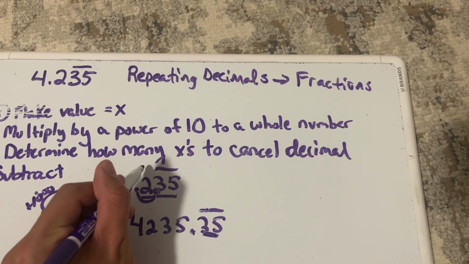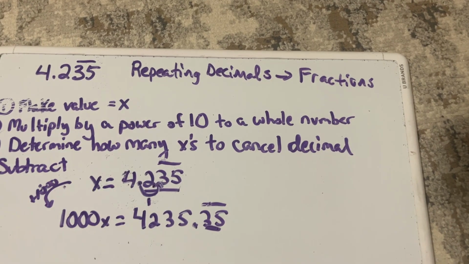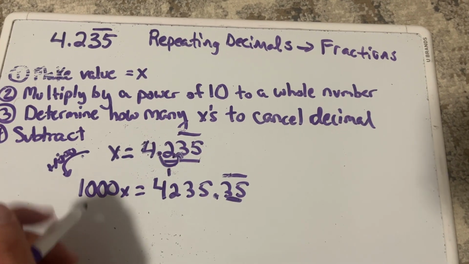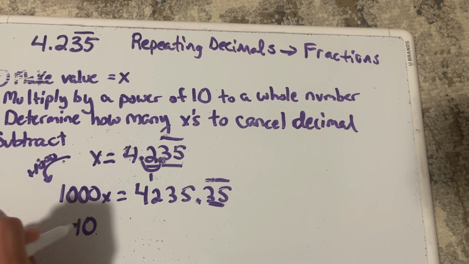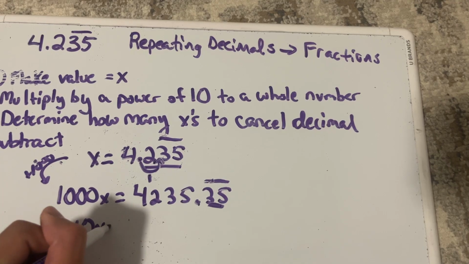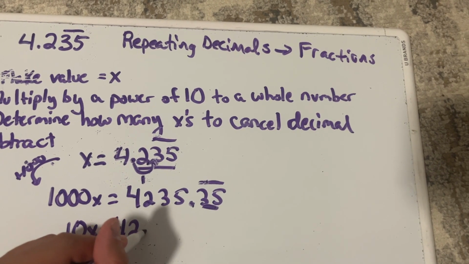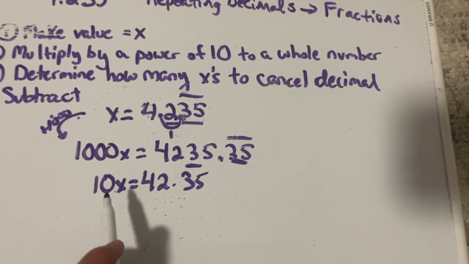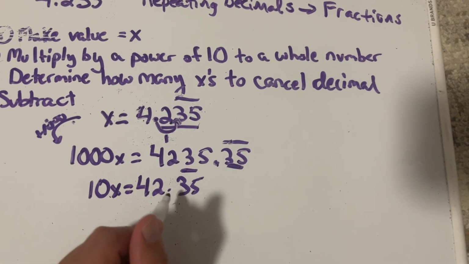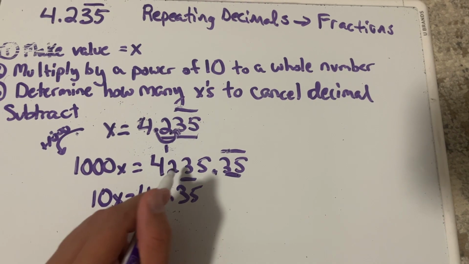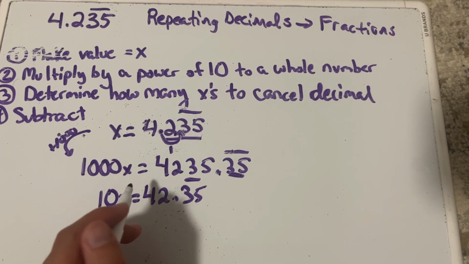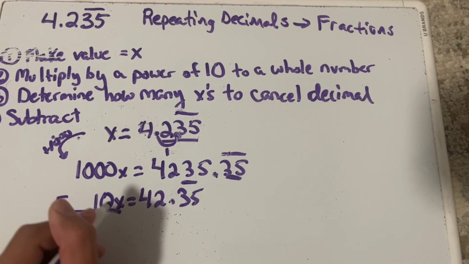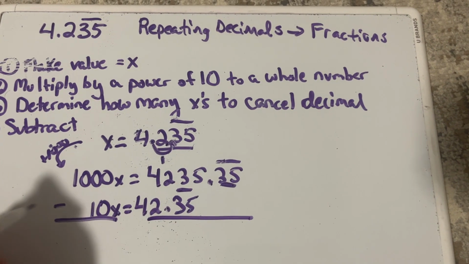How many places did we move it? 1 place. So since I moved it 1 place, I am multiplying by 1 power of 10. So that means 10x would be 42.35 repeating. And now, since I have the 0.35 repeating in both of these equalities, I can cancel them out through subtraction. So now I'm going to subtract everything.